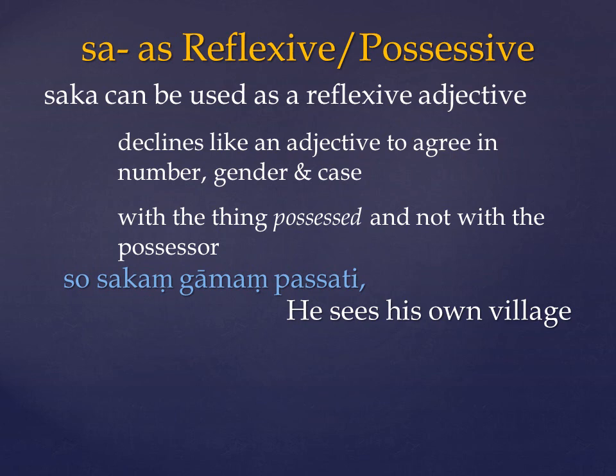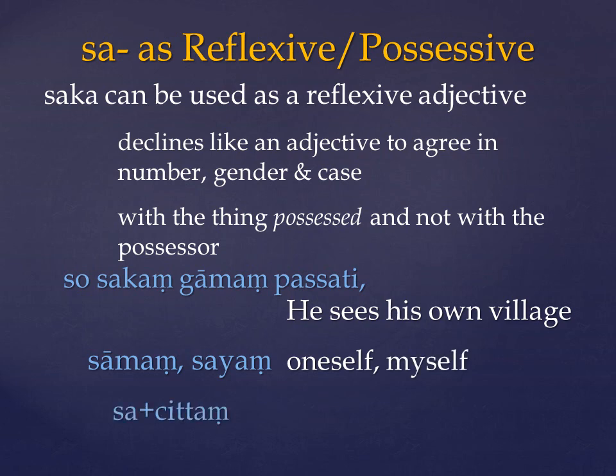There are also some indeclinable terms that are based on the stem sa, these being sāmaṃ and sayaṃ, which both mean oneself or myself, and the stem sa can be prefixed to nouns to mean one's own. For instance, sacitta means one's own mind.